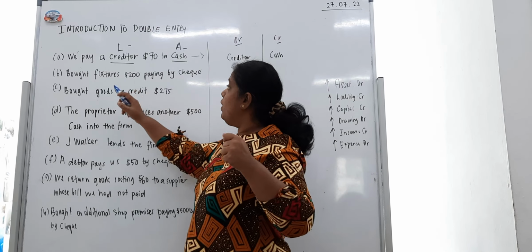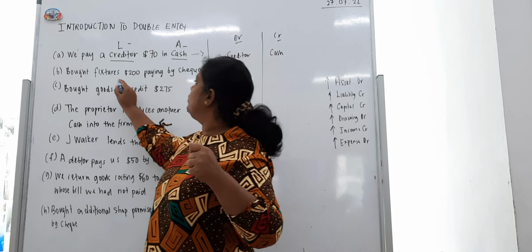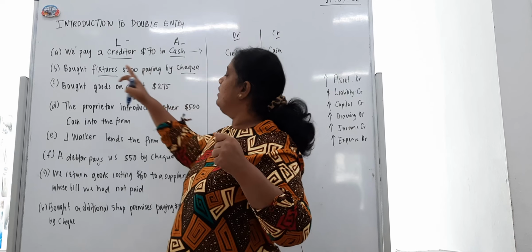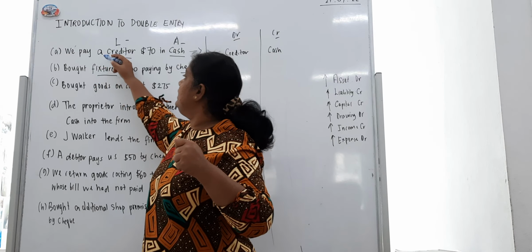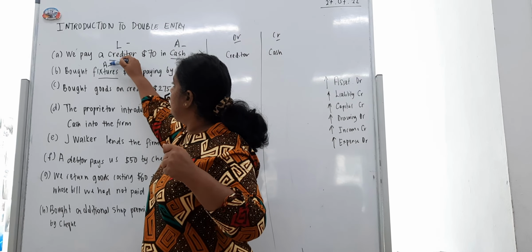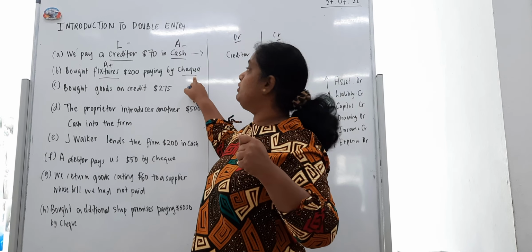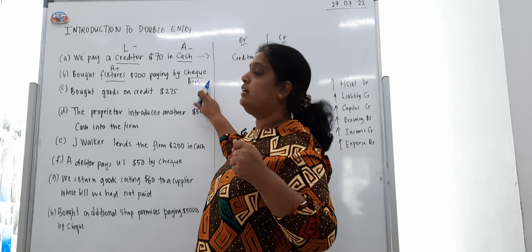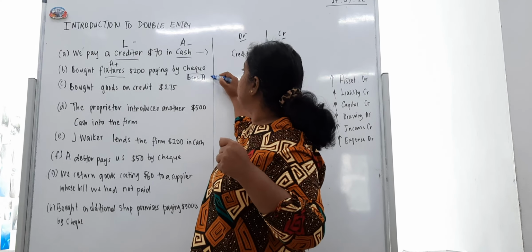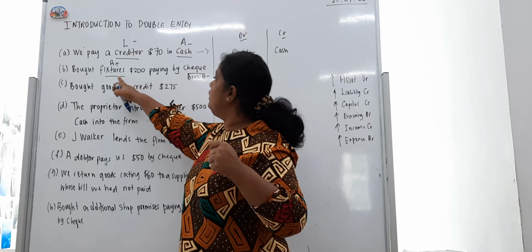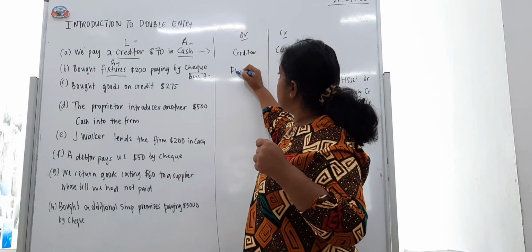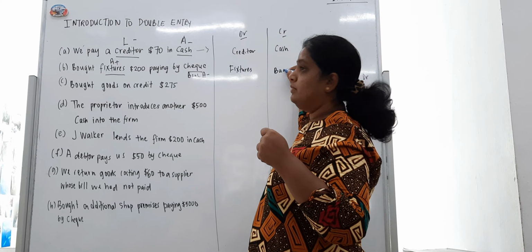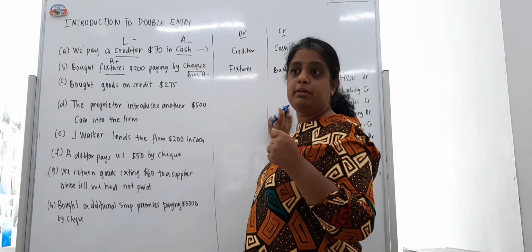Now second one, bought fixtures by paying cheque. So 2 accounts here are the fixtures and cheque. Asset, right? Asset is increasing or decreasing? Here, the cheque means it's a bank account. Now, asset or liability here? Asset is increasing or decreasing? So asset increasing will be debit, which is here, and then asset decreasing, credit. So far okay? Can you understand your debits and credits?